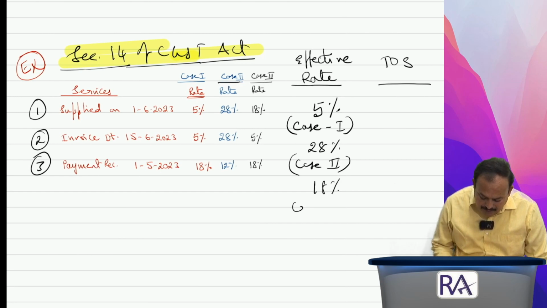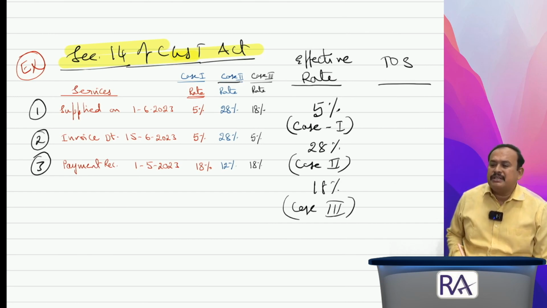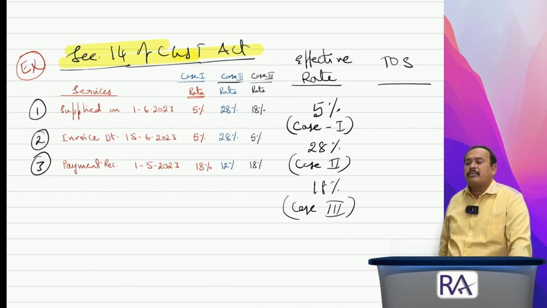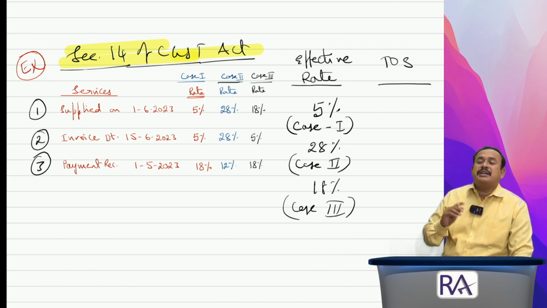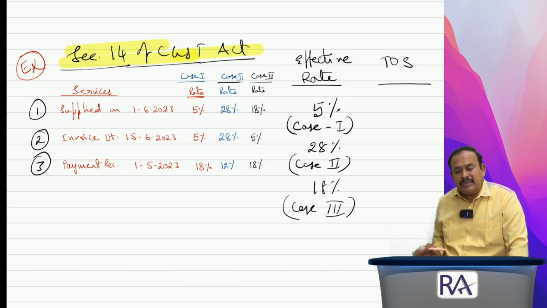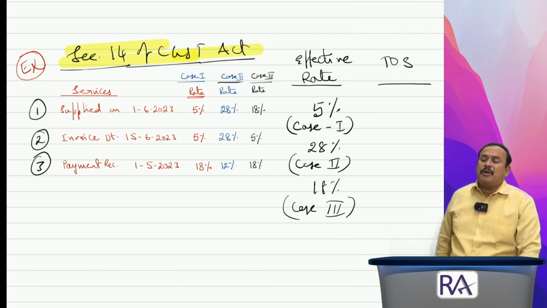In the case of case 3, 18%. So, majority considered to decide effective rate of tax. Coming to the time of supply.